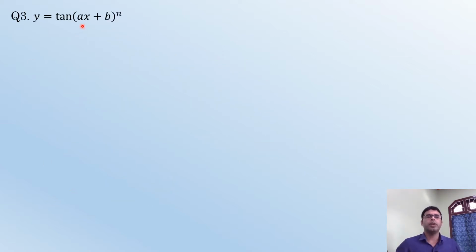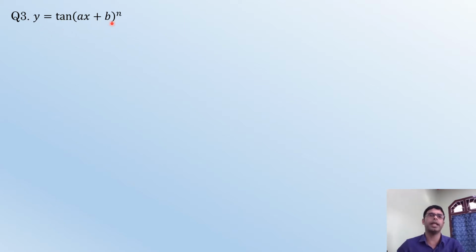Y is equal to tan of (ax plus b) whole to the power n. This time the outer function is what? This time the outer function is tan, because the term (ax plus b) whole to the power n is inside tan. But if it were tan to the power n, then the exponent would be the outer function. This time, tan of the term to the power something, the power is the inner function. So the outer function is tan. So you should consider it tan x like this.